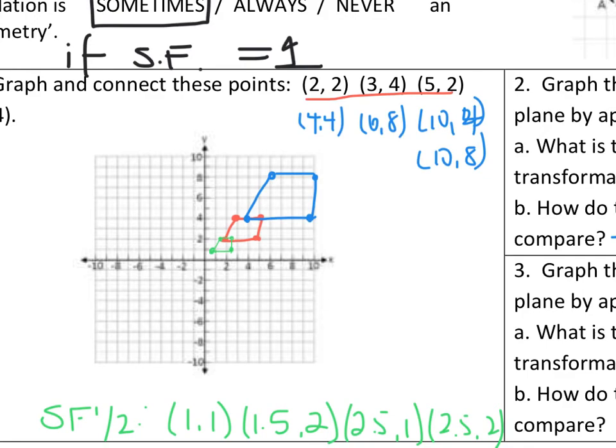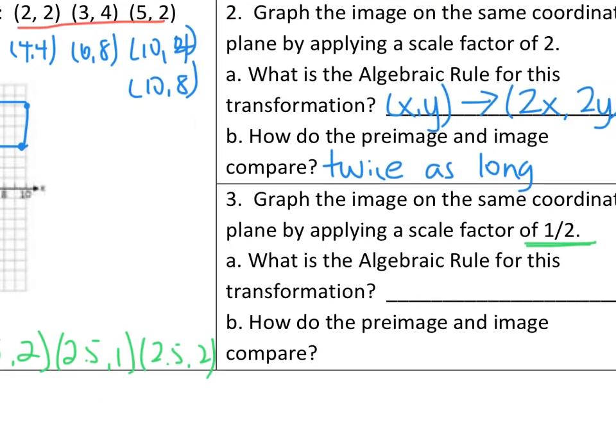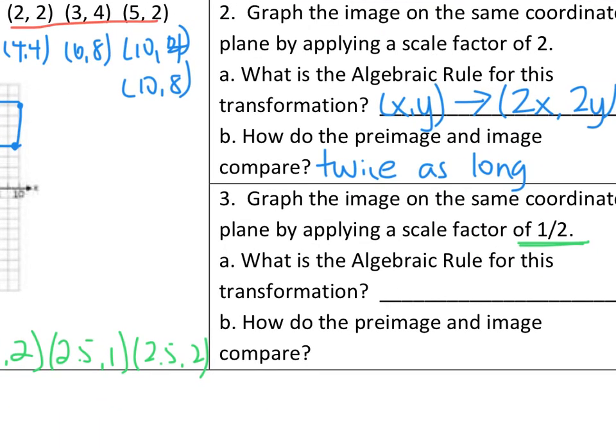So let's go over and answer the rest of question number 3. Graph the image on the same coordinate plane. So we need to write our algebraic rule. Keep in mind again, you have to have the coordinates of the pre-image, which are (x, y). And in this case, our dilation was (1/2 x, 1/2 y). How did the pre-image and the image compare? They are half as long.